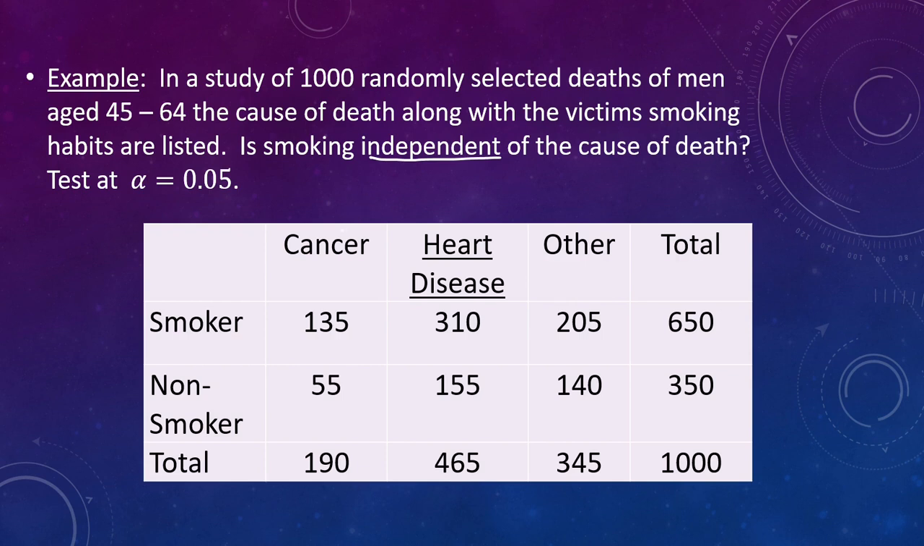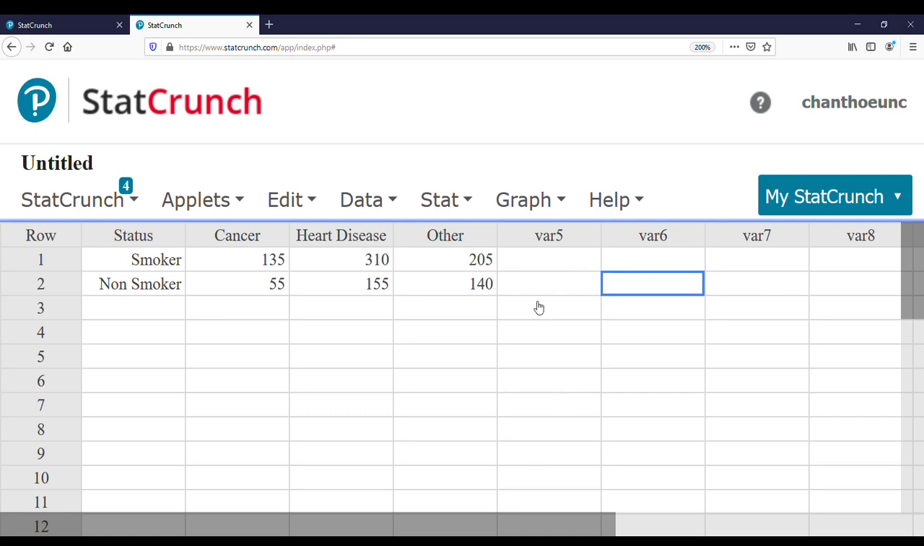We need to enter the table in statcrunch to do the problem. I need to type in the column for cancer, heart disease, and other. I do not need to type in the total column or the total row on the bottom. The computer will do that calculation for us. We also need to include the first column, and I'm going to label that as the status column for smoker or non-smoker. Let's try the problem on statcrunch now.